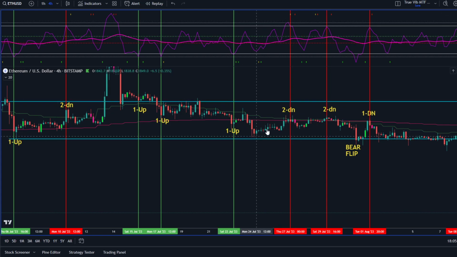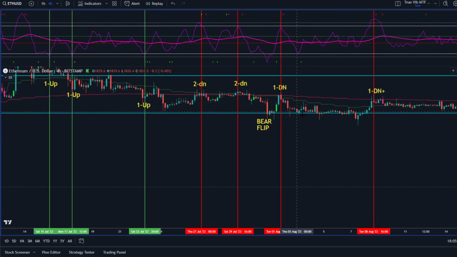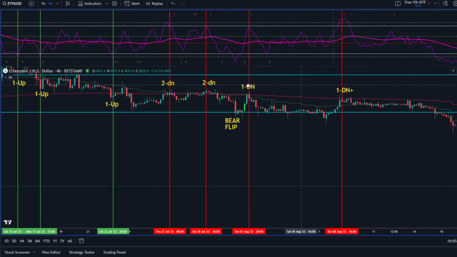The bulls had their chance. I didn't do anything with it. So 2 down pays off. 2 down pays off better. We get a bear flip right there. That was the level we needed to lose. We did lose it. You go into a 1 down, it pays off decently, into another 1 down.